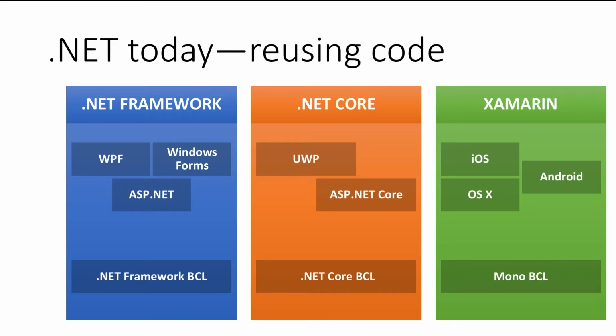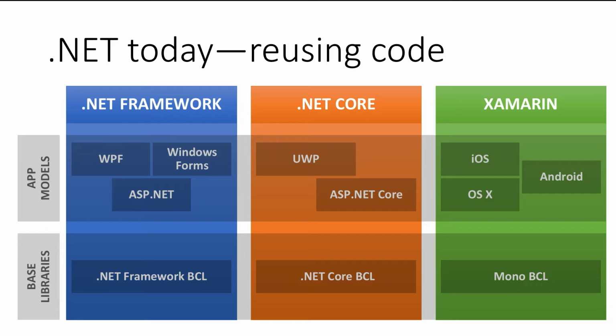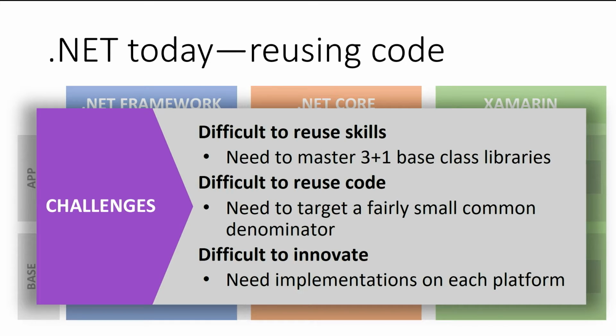So reusing code now becomes this multi-dimensional problem, right? We talk about the things at the top as application models. That's the thing you build your app with. And the things at the bottom, we just call base class libraries. That is the general purpose stuff. We like to say it's 3 plus 1, because it's 3 different things, and the plus 1 is what's actually in common across all of them. So you have to keep in mind which APIs you can actually share. And when you want to write a library, you basically have to compile multiple times for multiple .NET platforms, and then it becomes really hard.